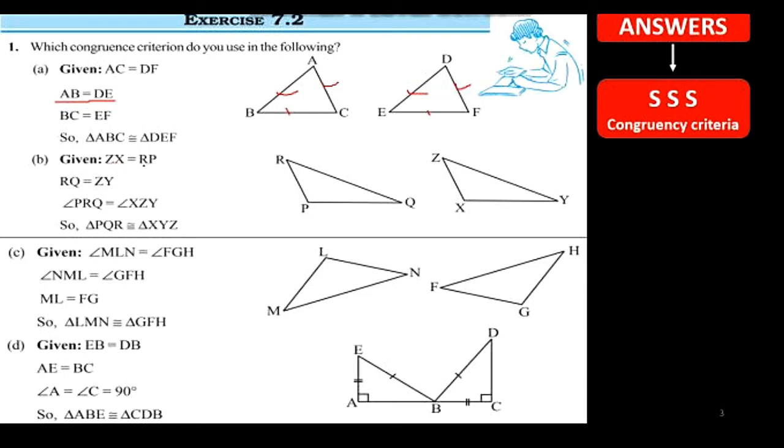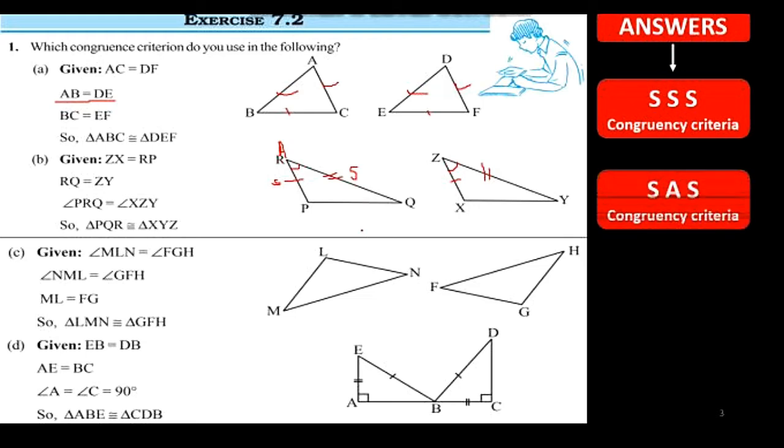Question number 1b. ZX is equal to RP. RQ is given equal to ZY. And angle PRQ is given equal to XZY. This angle. So here we can clearly see side, angle and other side. So by SAS congruency criteria, these two triangles are congruent.